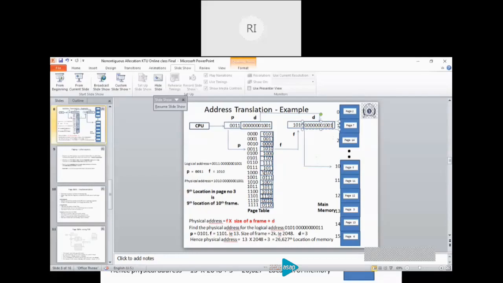First, the logical address is divided into page number and offset. By using the page number, we find out the frame number. The frame number, when appended with the offset, which remains the same, will give the physical address. I hope this is clear now.